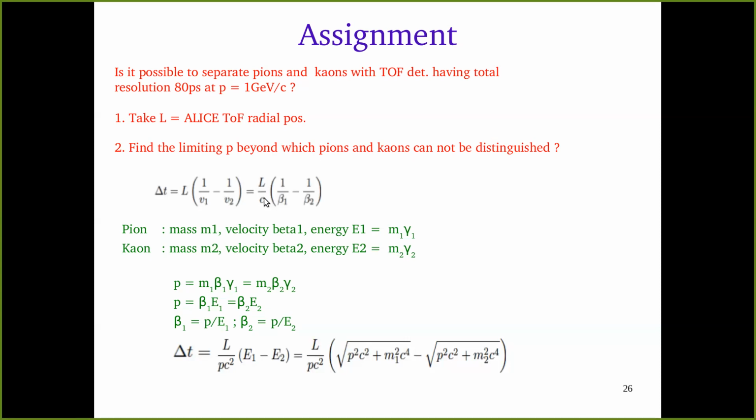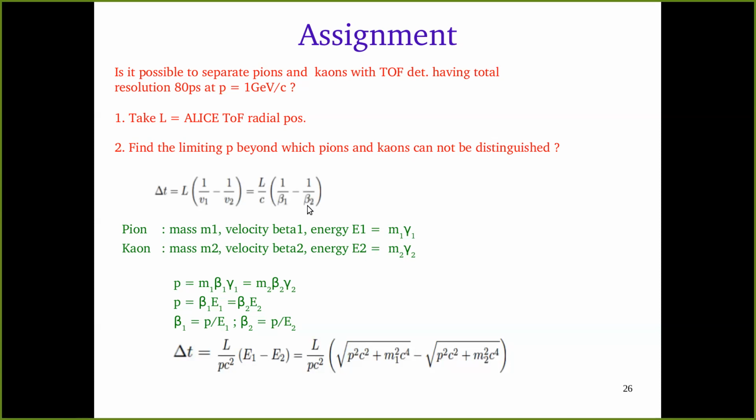That you can mathematically formulate like this: L by c times (1 by beta 1 minus 1 by beta 2). Here beta 1 and beta 2 are the velocities of the pions and kaons. It doesn't matter which one you take. Now you have to calculate, for pions and kaons of momentum 1 GeV, whether your detector, which has a resolution of 80 picoseconds, can separate them or not.